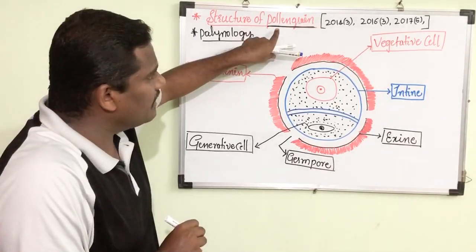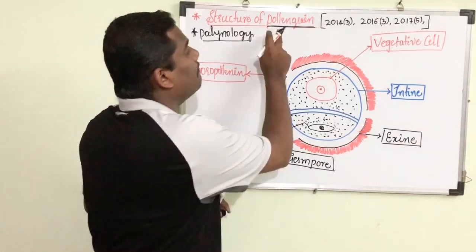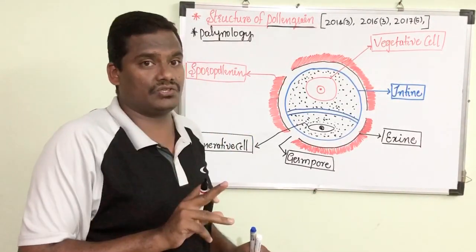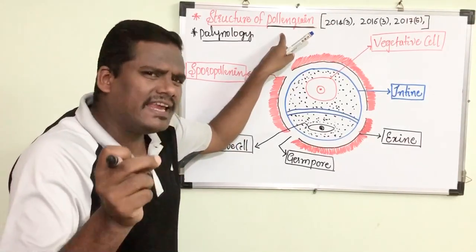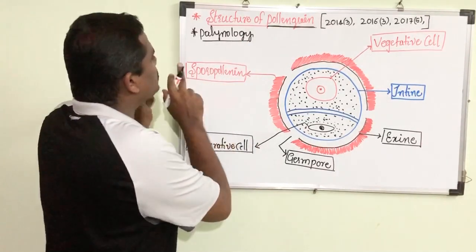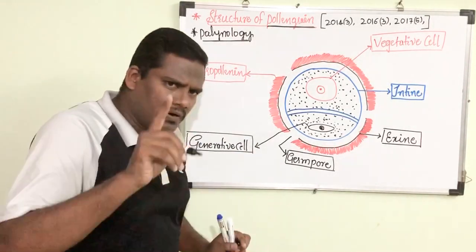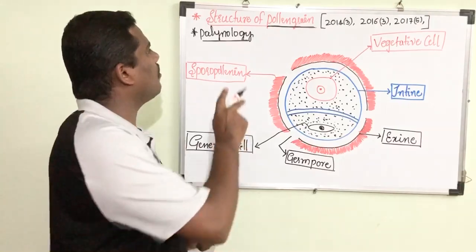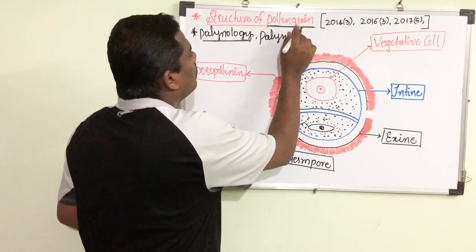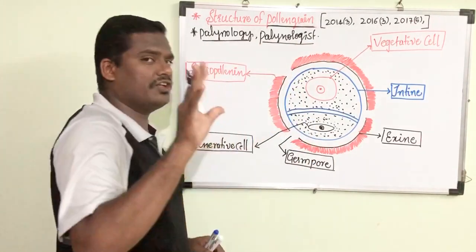Now, as we have discussed earlier, pollen grains are the male gametophytes. They are not the male gametes. They are the male gametophytes. That means within the pollen grains, the male gametes are synthesized. Pollen grains actually carry the male gametes. That is why they are considered male gametophytes. The detailed study of pollen grains is palynology, and the person who is an expert in the study of pollen grains is called a palynologist.